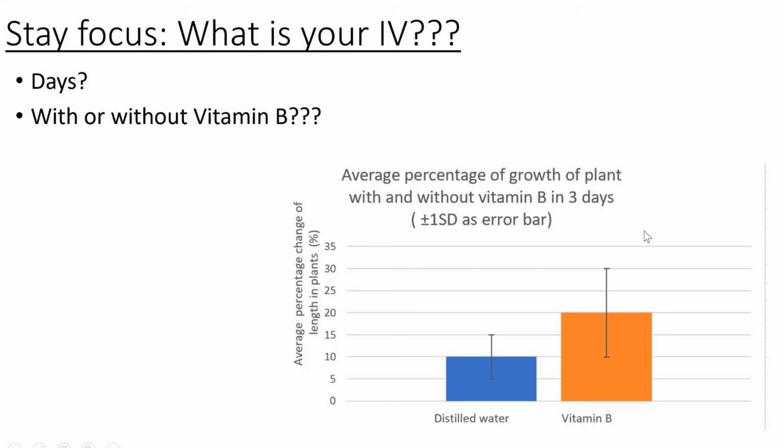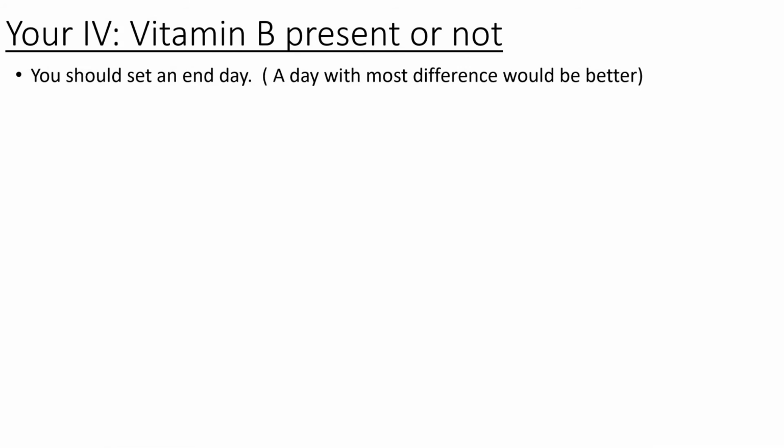And you're probably wondering, oh, how am I going to do this bar chart? To calculate the percentage change of the plant's length, you need to set an end date, okay? So the end date may not be the last day of the experiment. The end date could be a few days before.